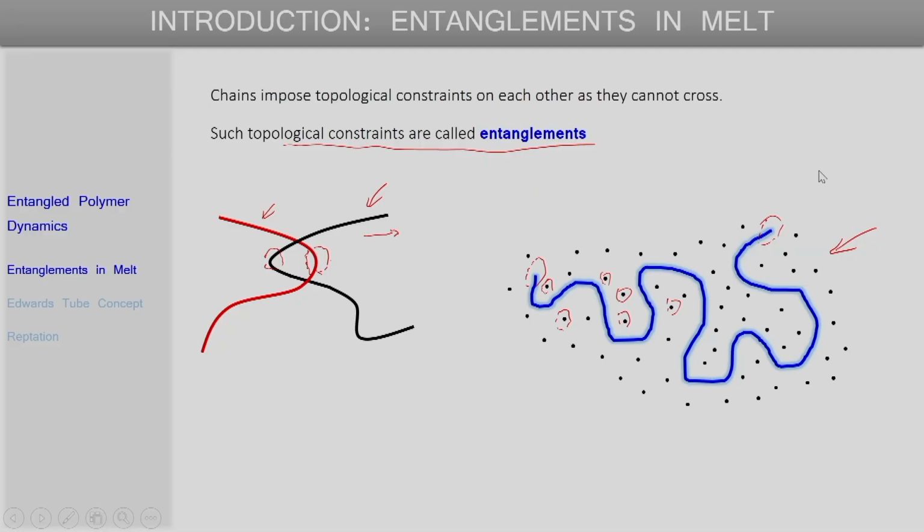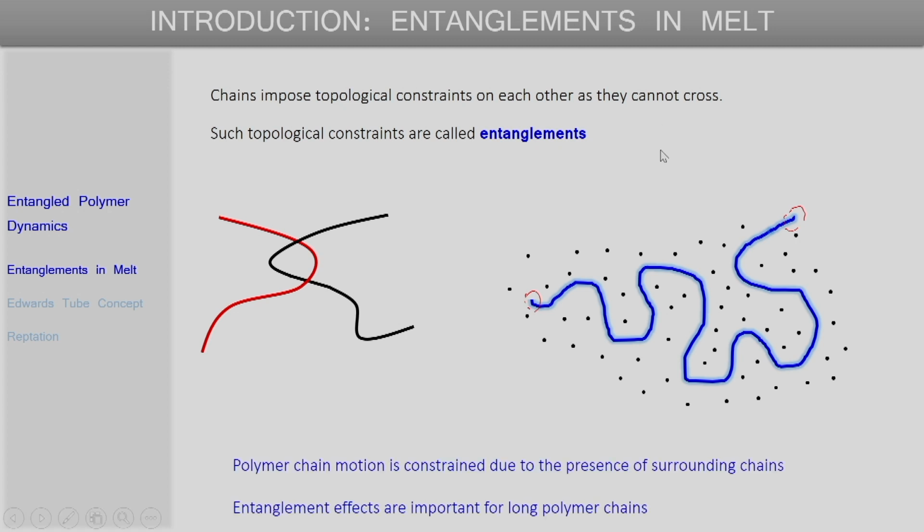Then after some time the chain conformation might look something like this, where part of the tail has retracted up to this point and the head has extended here. As we discussed, the polymer chains in an entangled polymer mass are constrained by the presence of surrounding chains, and the effects of entanglement are especially important for long polymer chains.